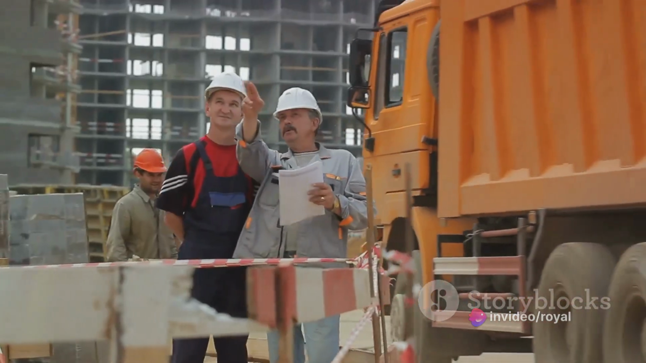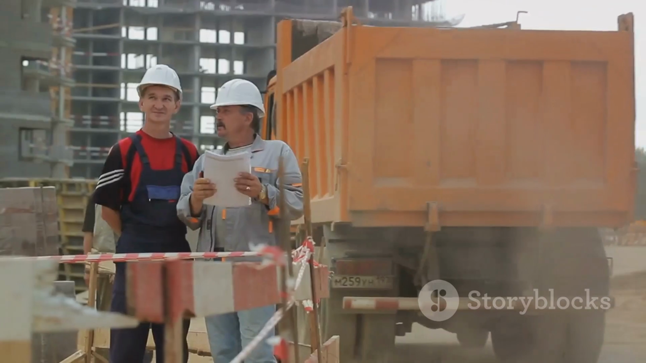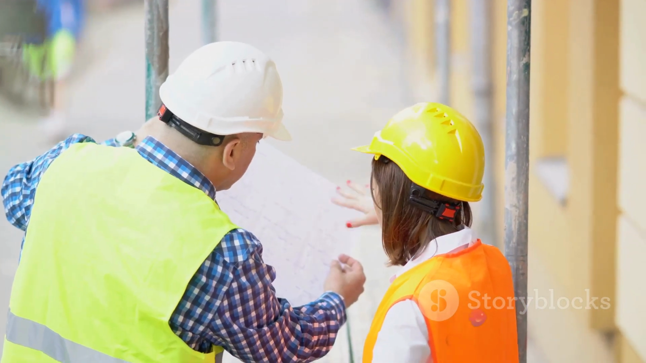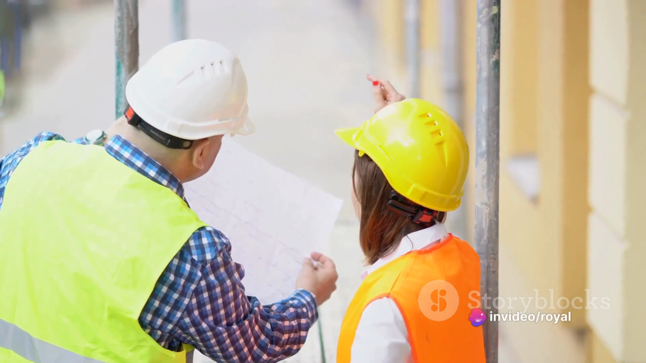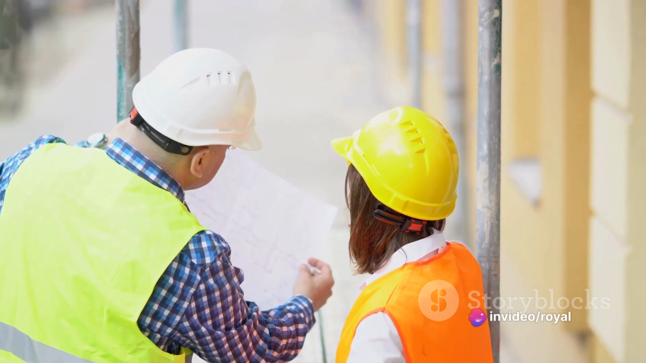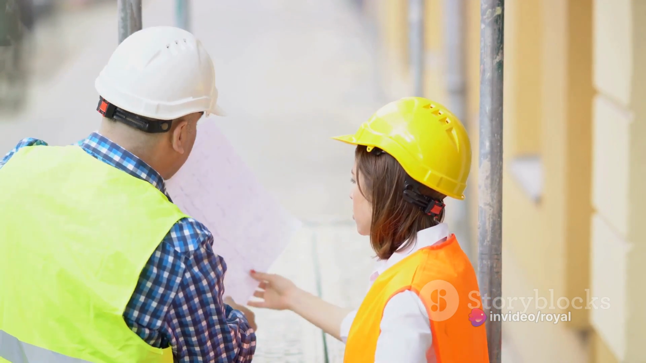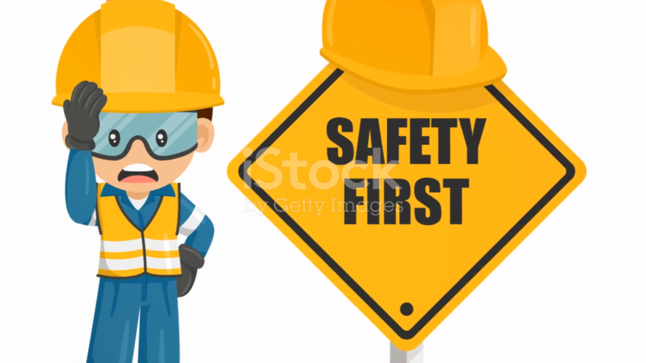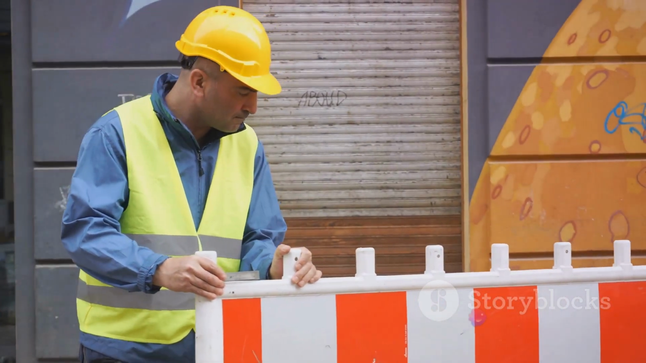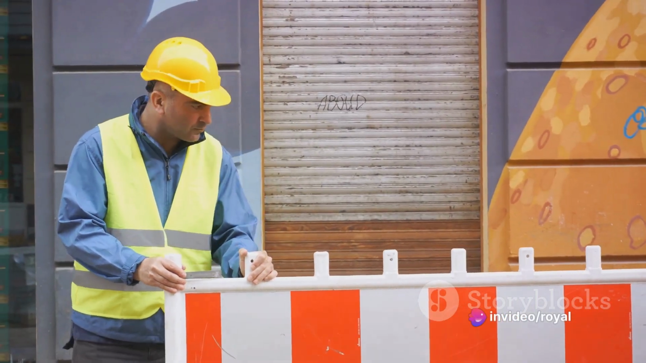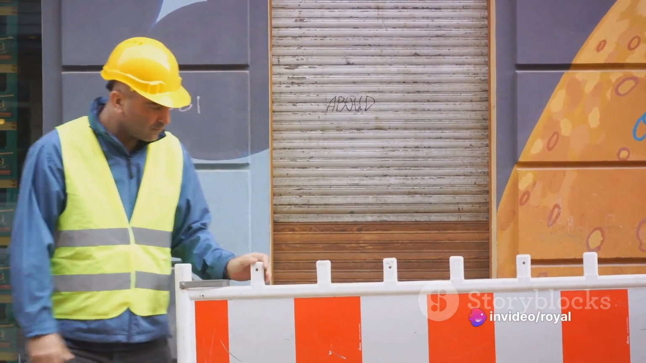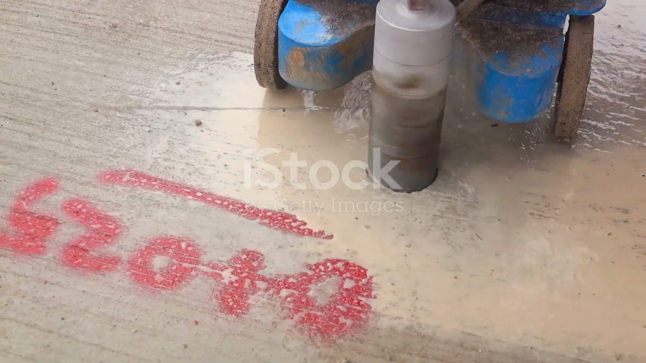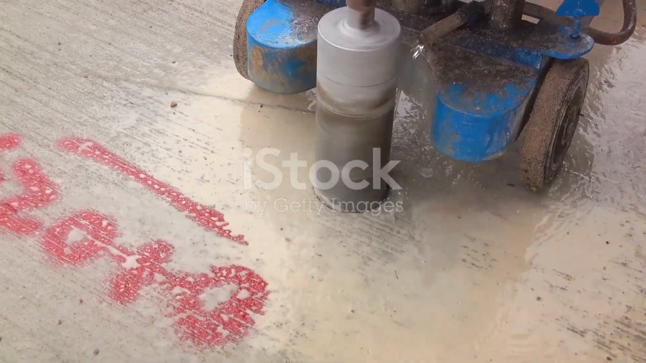We commence with the preparation phase. This is the foundation of a successful core cutting operation. It's crucial to identify the correct location for core cutting, ensuring that the structural integrity of the building won't be compromised. This phase also involves a thorough safety check of the site. We need to ensure the area is free from hazards and that all operators are equipped with the necessary personal protective equipment. Remember, safety is paramount in any engineering operation.